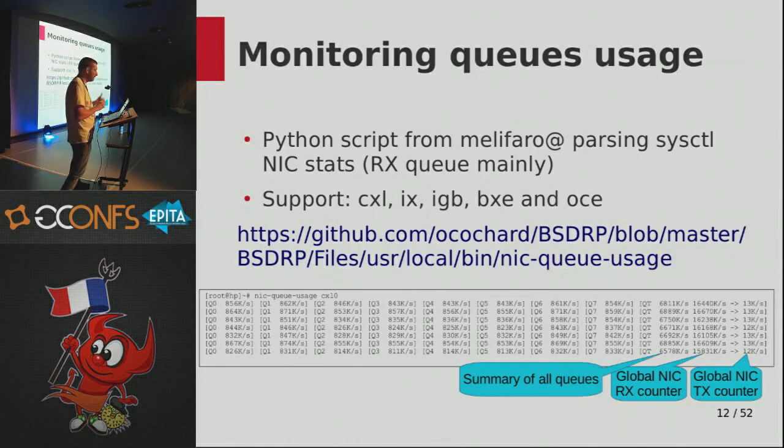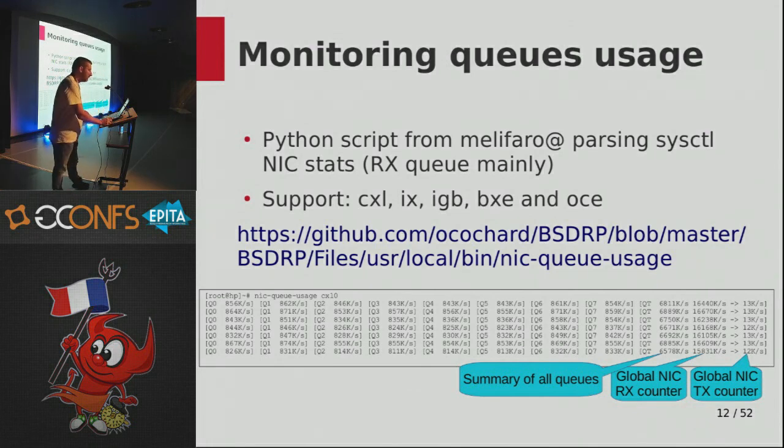Then there is a script from Yandex, a Python script which allows you to see in real time how the queues are used. It's very important stuff for a network guy. Then you need to check this step. Once you are sure that you are using multiple flows, we can start to work together.